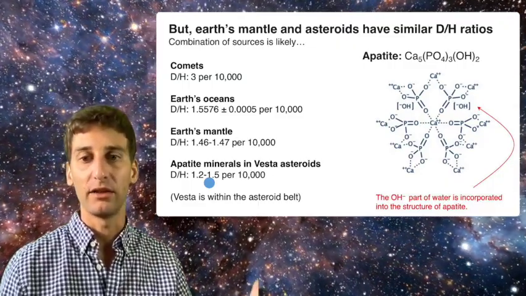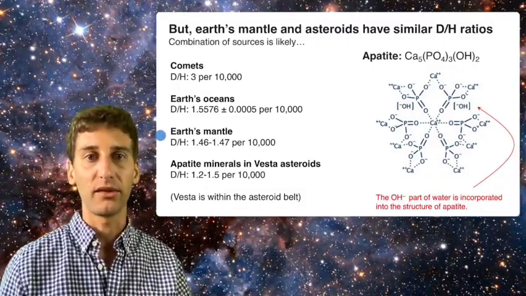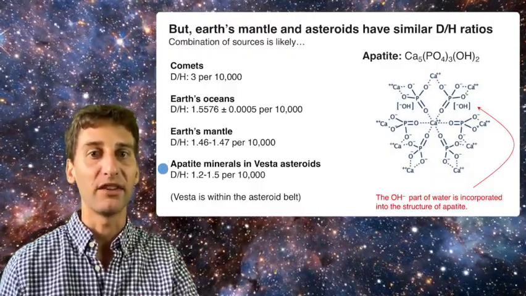And honestly, the true answer is we don't know. A lot of people like the idea that Earth's mantle is a source of the water because we can see volcanic activity happening today, but we can't rule asteroids out just yet.